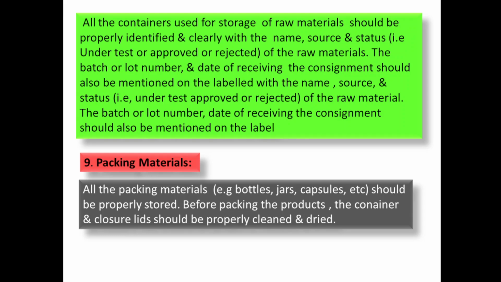The batch or lot number and the date of receiving the consignment should also be mentioned on the label, along with the name, source, and status. That is, the date on which that raw material was received or came to the area should be mentioned on the label.